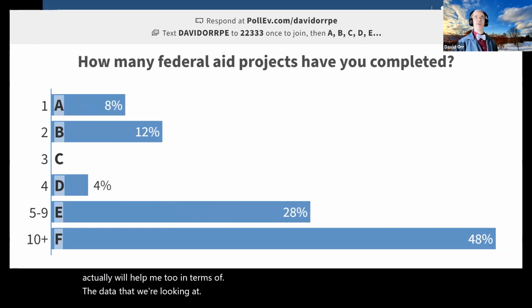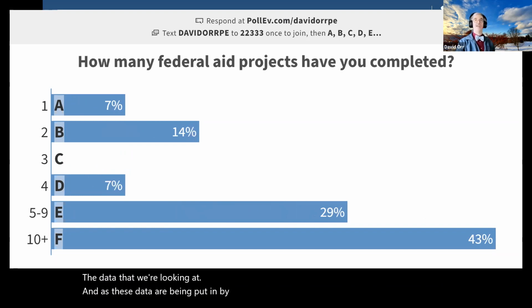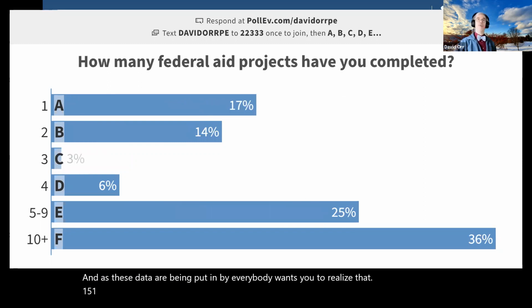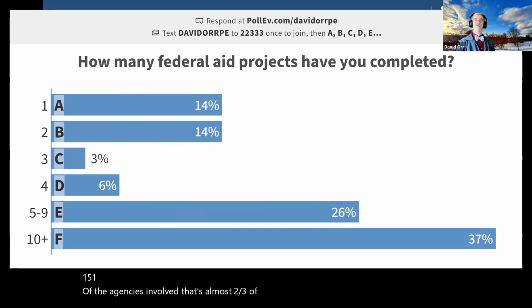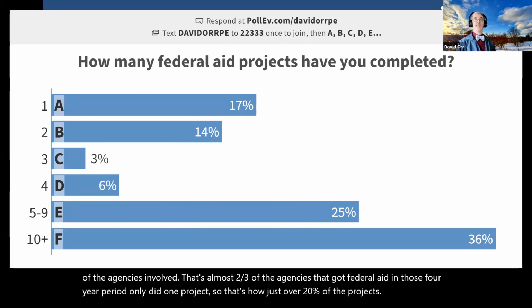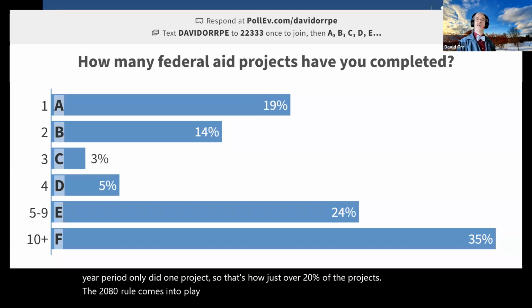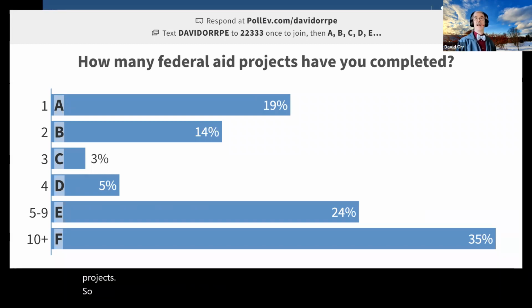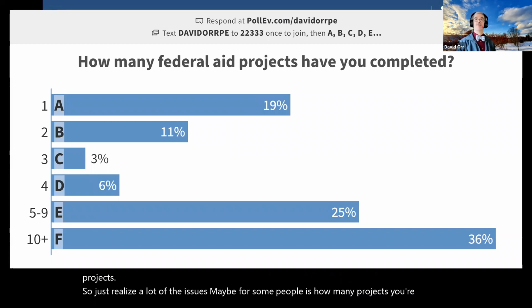And as these data are being put in by everybody, I want you to realize that 151 of the agencies involved, that's almost 2/3 of the agencies that got federal aid in those 4 years, only did one project. So that's just over 20% of the projects. The 80/20 rule comes into play there. Meanwhile, 5+ projects was done by 44 agencies. That's only 18% of the agencies involved, but they did over half the projects. So just realize a lot of the issues may be for some people is how many projects you're doing. And we'll keep that in mind as we move forward.